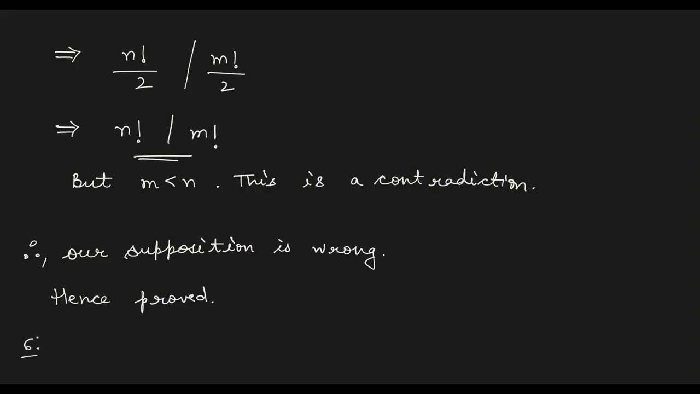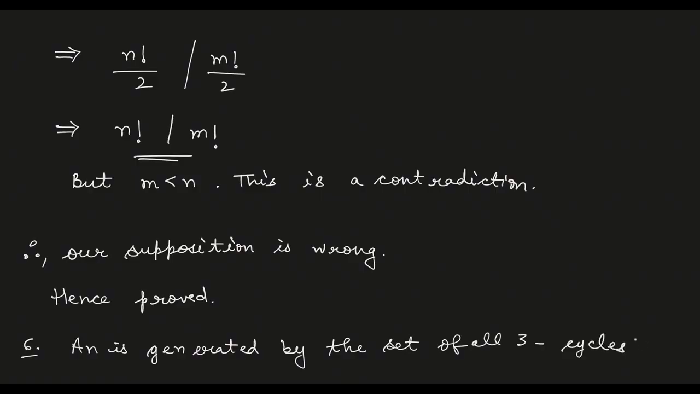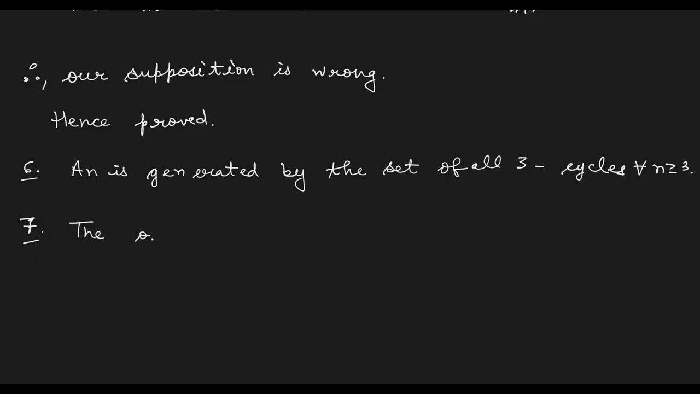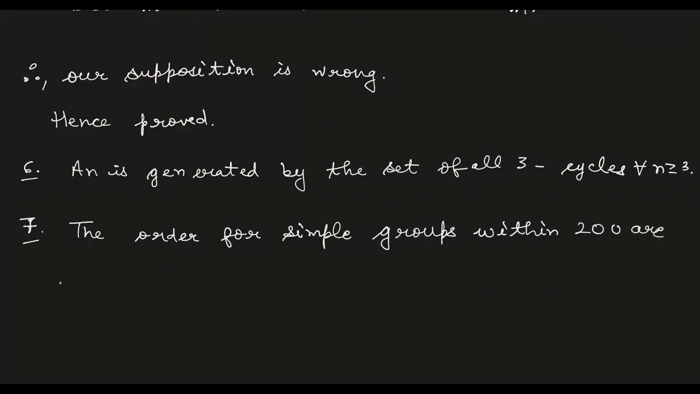Next, An is generated by the set of all 3-cycles for all n greater than or equal to 3. Seventh, the orders of simple groups within 200 are 60 and 168.